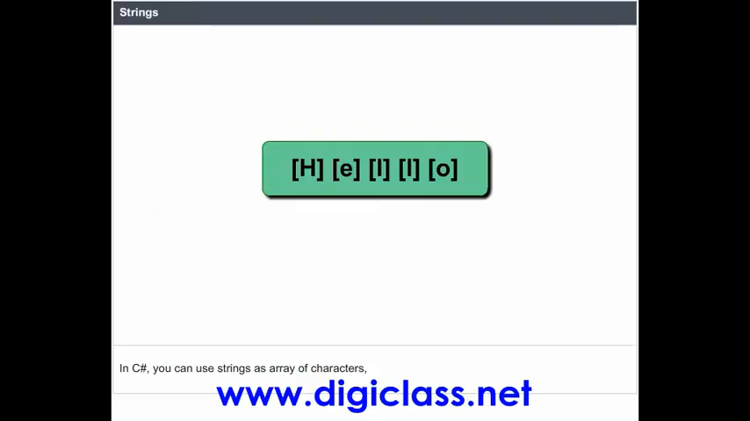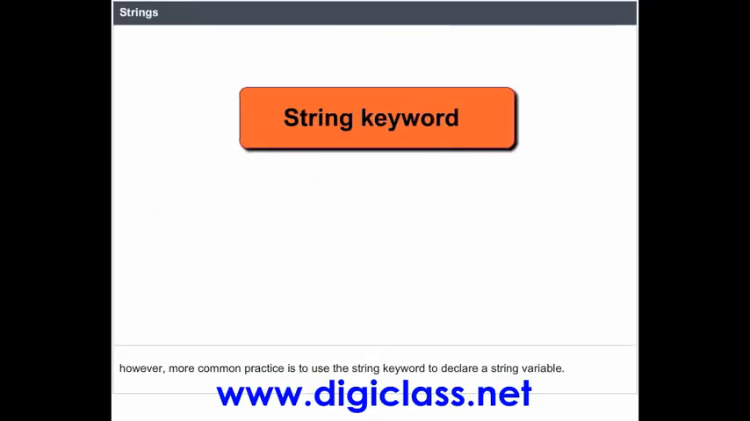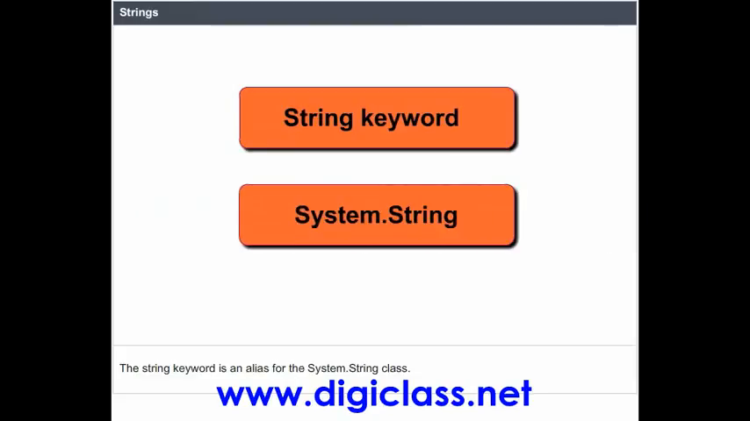Strings. In C#, you can use strings as an array of characters. However, a more common practice is to use the string keyword to declare a string variable. The string keyword is an alias for the System.String class. Creating a String object. You can create a string object using one of the following methods.